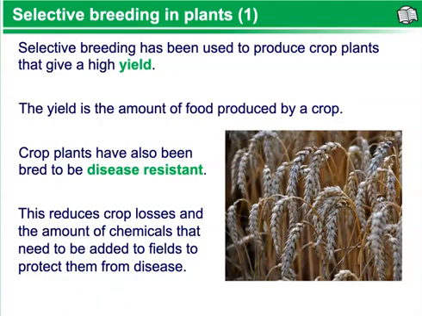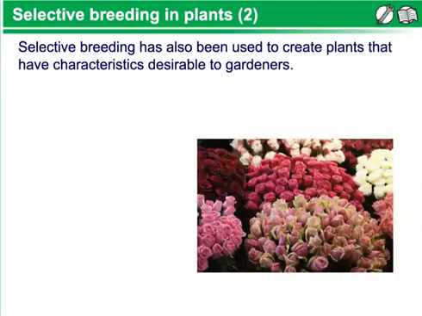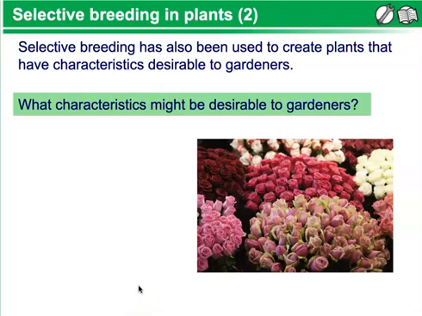Crops have also been bred to have larger seed heads so that they produce a higher quantity of food. Stem height has been used for selective breeding to make crops easier to harvest, using the machinery that we have for that harvesting process. Selective breeding has also been used to create plants that have characteristics that are desirable to gardeners. So what characteristics might be desirable to a gardener?